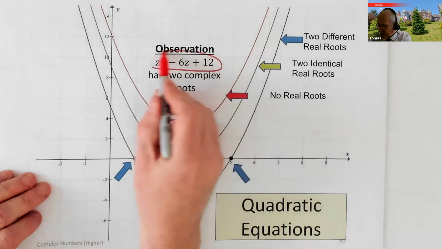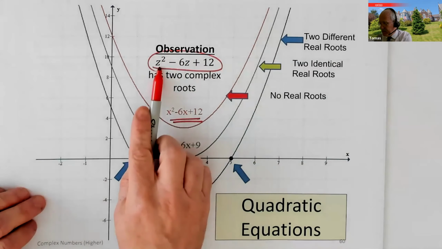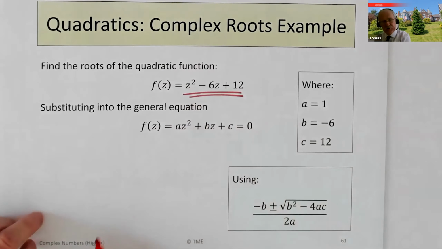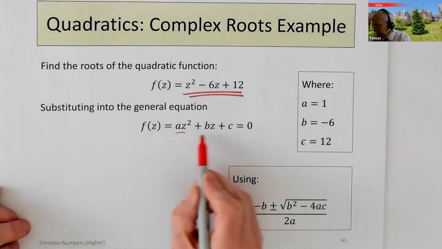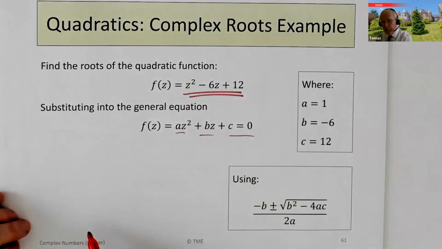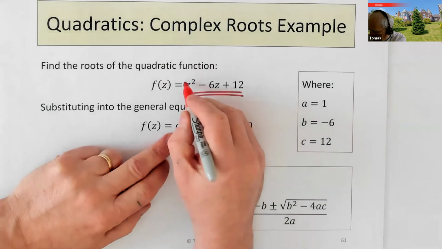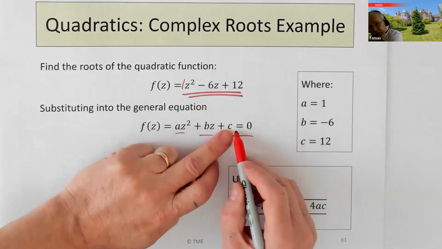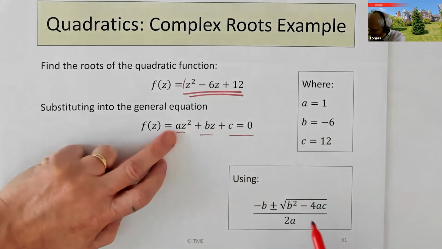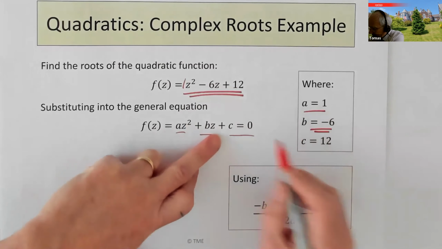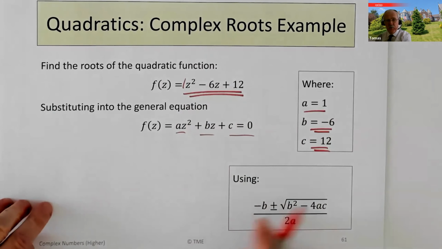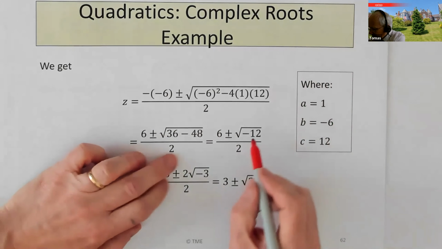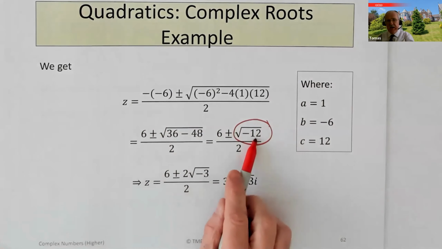So let's just look at it from a complex number point of view. z squared minus 6z plus 12. Find the roots of this quadratic function. We can use the same formula, the minus b plus or minus, that we always used. We just say the coefficient of the first bit is a, the coefficient of the next bit is b, and the constant is c. So in this case we'd say a is 1, b is minus 6, and c is 12. And we could use the formula as before. But when we do all the sums, we'll find that we're left with plus or minus the square root of a negative number.